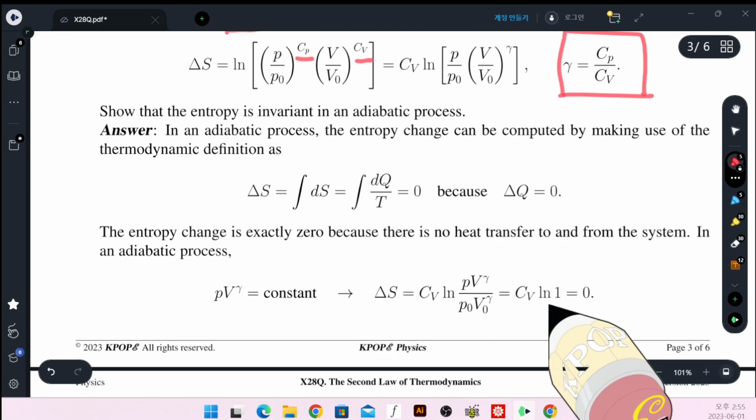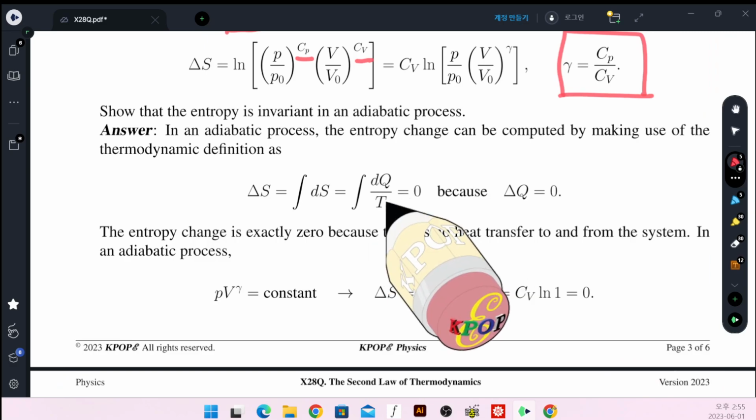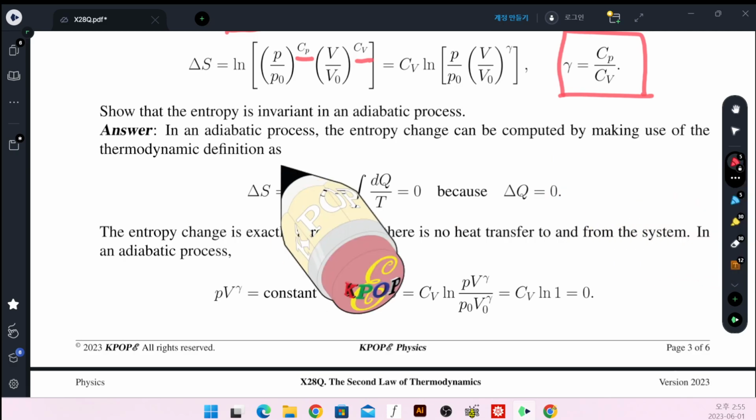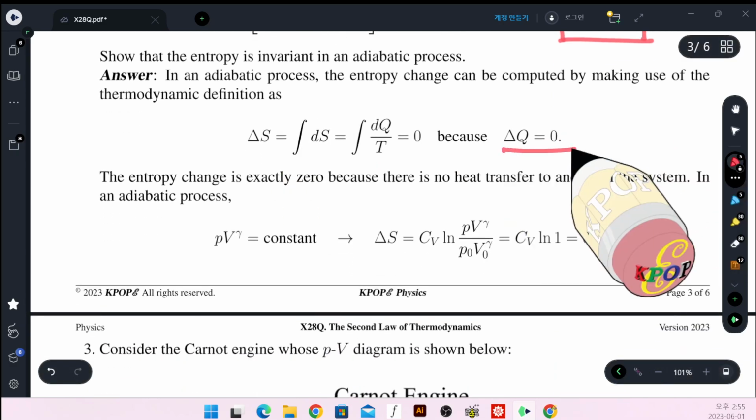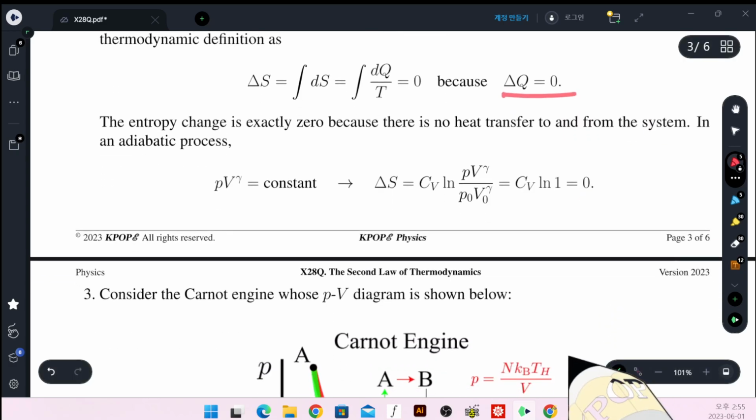In an adiabatic process, the system does not give or take heat. Entropy change can be computed by making use of the thermodynamic definition, with delta Q equals 0. The entropy change is exactly 0 in this case.